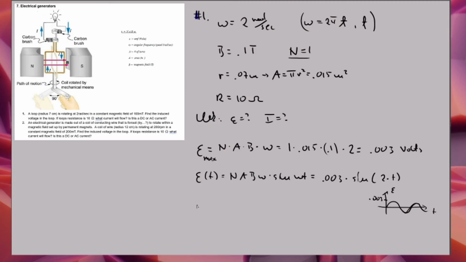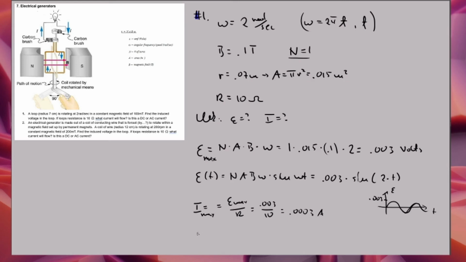Okay, and then of course the current is just, so which one do I want? Let's say the maximum current first. So the maximum current would be the maximum EMF divided by R. And so that in this case would just be 0.003 divided by 10. That gives me 0.0003 amps.